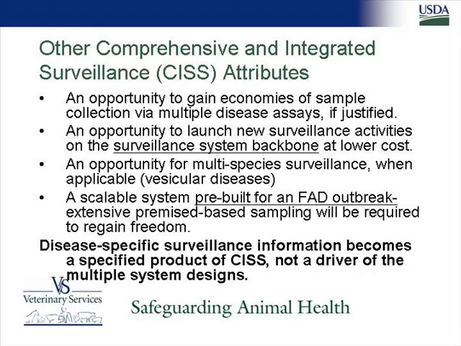If we develop a surveillance system backbone, I think we can launch new surveillance activities at a lower cost. You're not rebuilding a surveillance system every time you add a new disease or have a new objective for surveillance. It provides an opportunity for multi-species surveillance when applicable, such as in vesicular diseases. And it should be scalable so that before we have a foreign animal disease outbreak, you've got something already in place that could be scaled up.